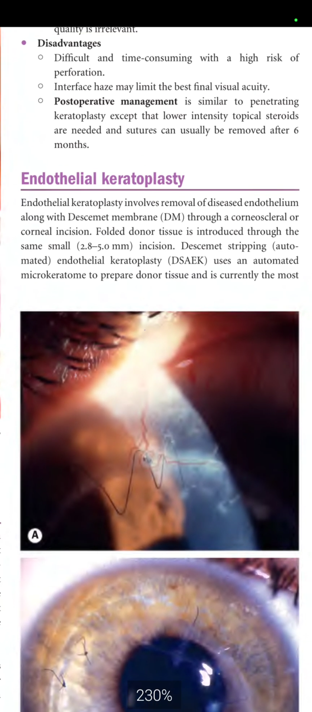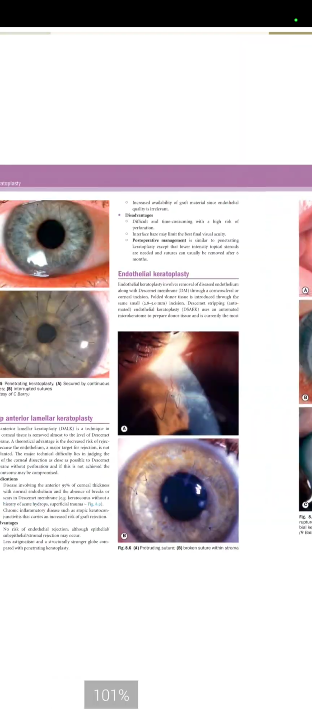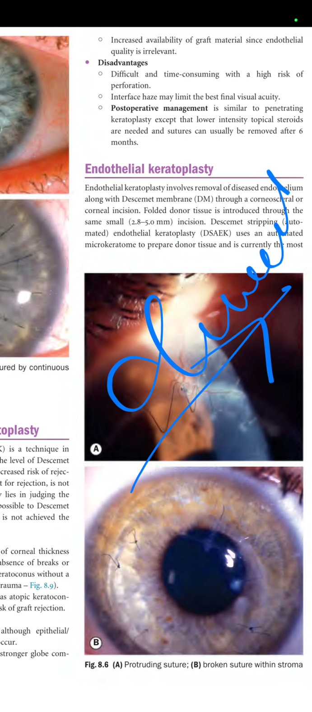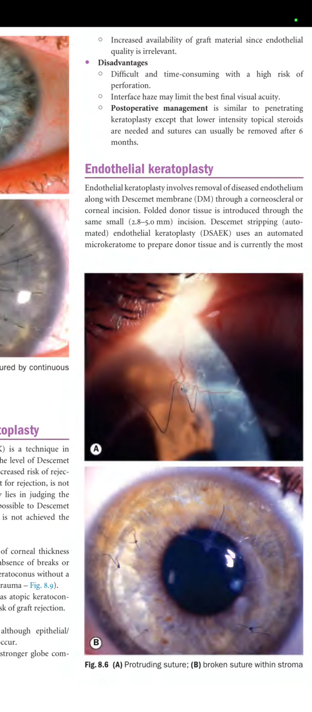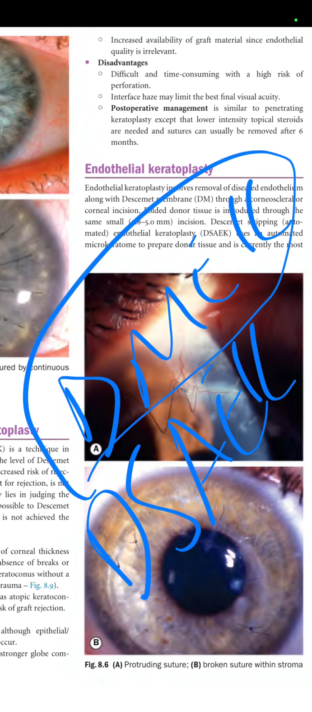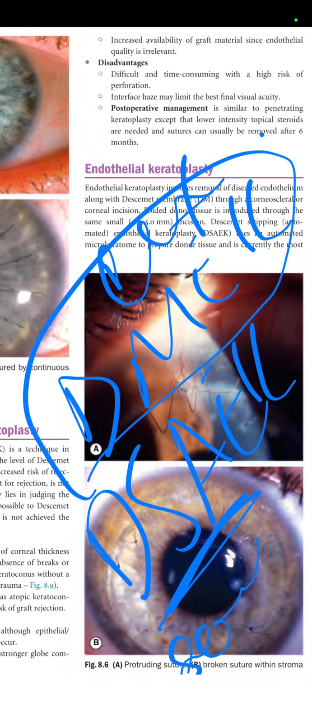Endothelial keratoplasty is basically when you replace the endothelium of the diseased cornea with the donor endothelium. There are two types, DMEK and DSEK. Basically you remove only the endothelium. In DMEK you remove the Descemet membrane and endothelium only, but in DSEK you remove some of the inferior stroma as well.